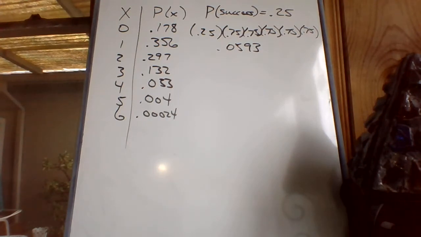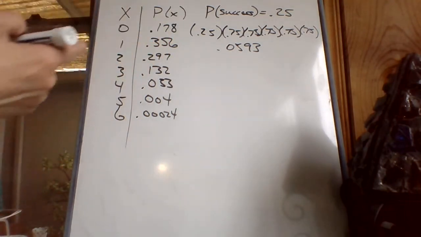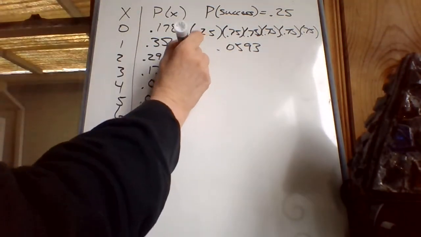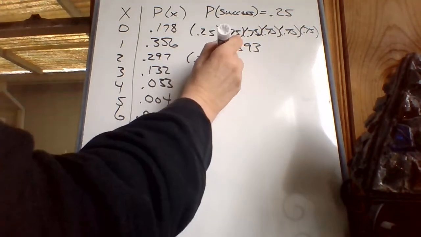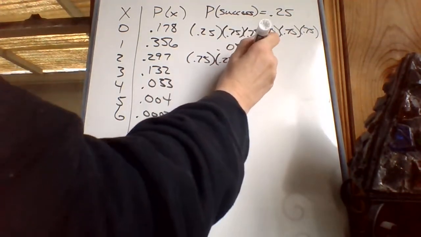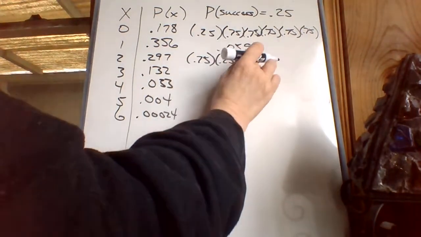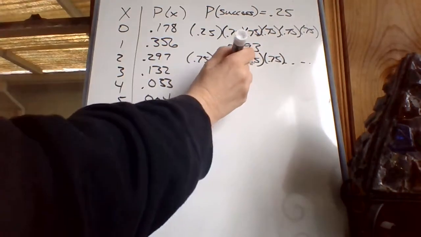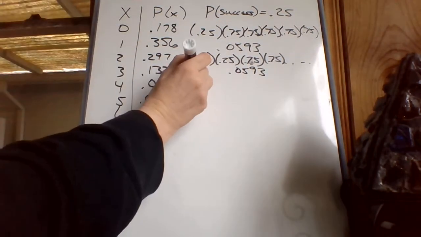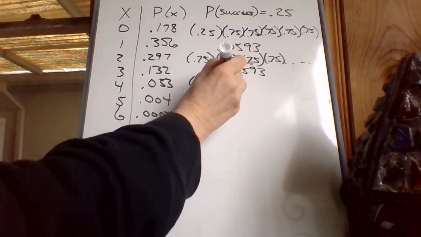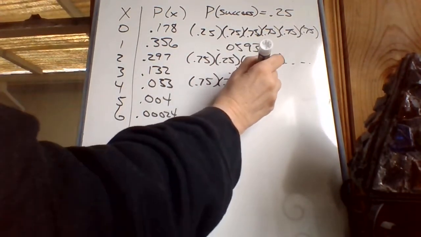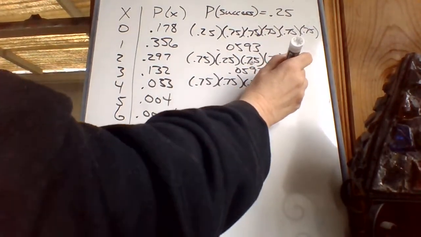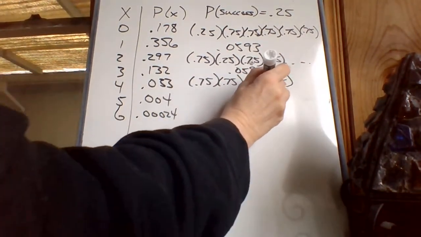And the reason why is because that's not the only way of getting a white bush in front of my house. That's just if the first one was white and all the others are red. It could be that the first one was a failure, the second one was a success, and all the others are failures. And that would have been 0.0593. It could have been that the third one was the success, and all the others are failures. And that would have been another 0.0593.